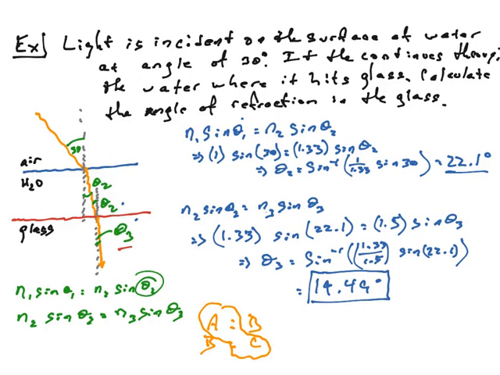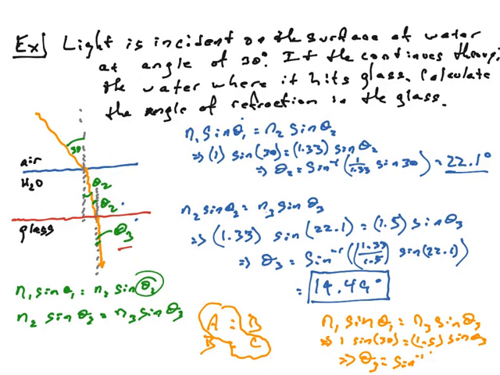So if A and C are equal, all I have to do is say n1 sine theta 1 is n3 sine theta 3. And if I do that, what do I get? 1 times sine of 30 equals 1.5 sine theta 3. So theta 3 is inverse sine of 1 over 1.5 sine 30.